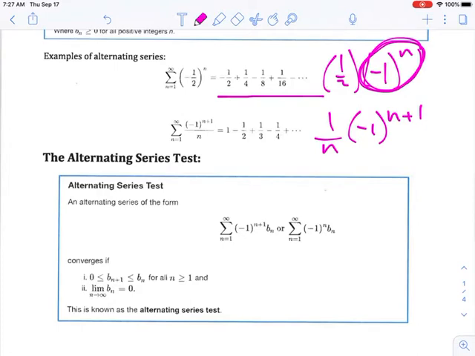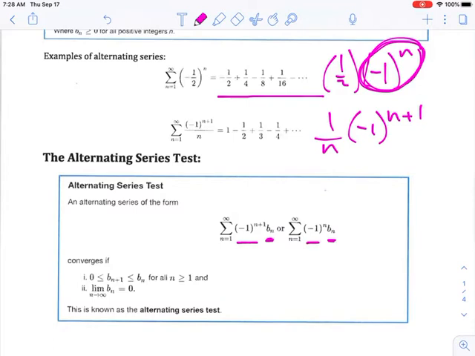Okay, so when we take a look at these functions, what we want to do is isolate the part of the function that is making it alternate from the part of the series that is not alternating. In other words, we want to determine what the b sub n is. The b sub n is the non-alternating sequence in each of these, and then the negative 1 to a power is what's making it alternate.